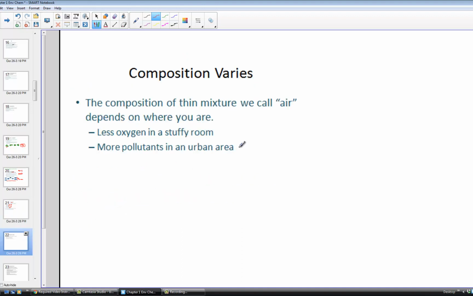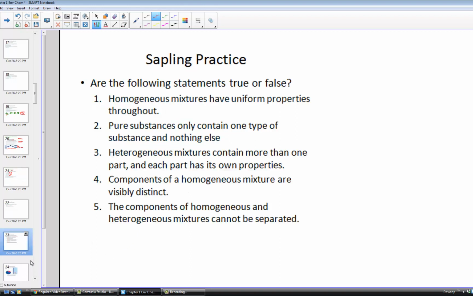That composition we call air is a very thin mixture that separates us from outer space. And of course, even though it is a homogeneous mixture, its composition could be quite variable depending on where you are. So of course, there's less oxygen in a stuffy room, perhaps more pollutants in an industrialized or urban area. So the composition may vary, but whatever the components are, they are always blended uniformly together.